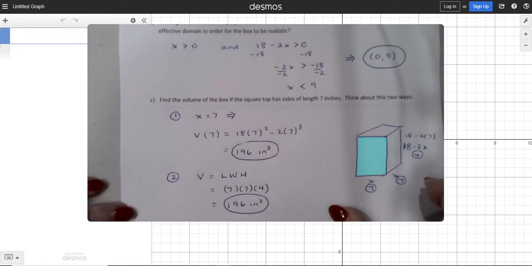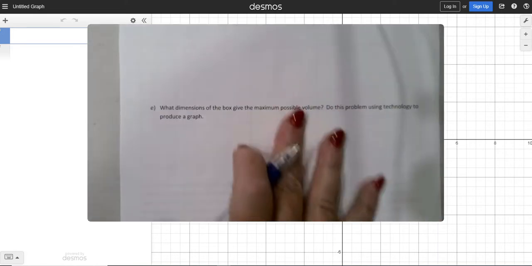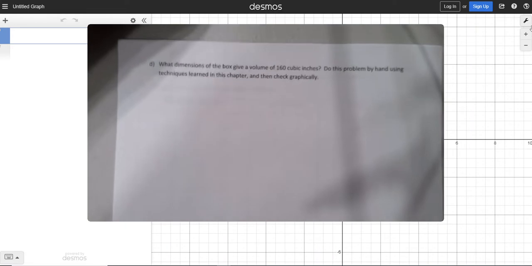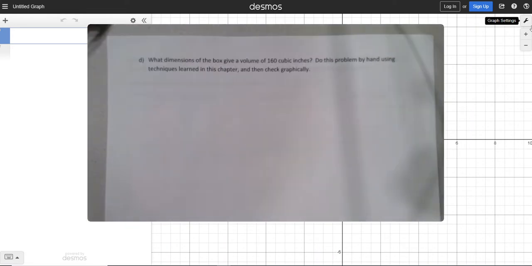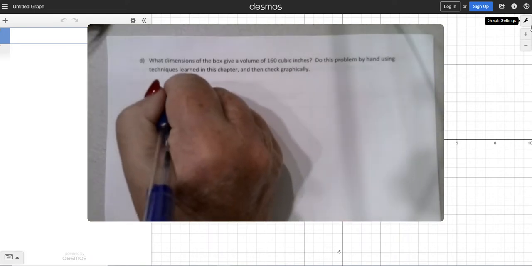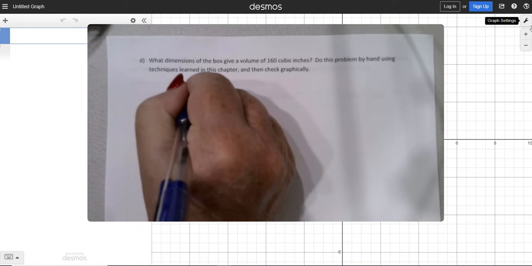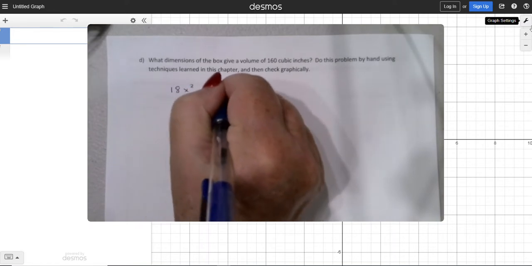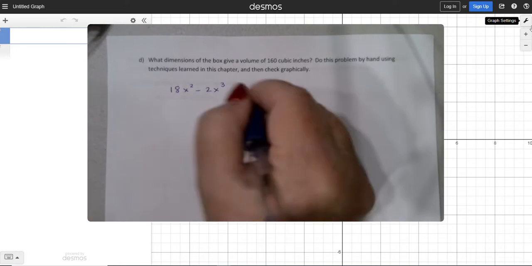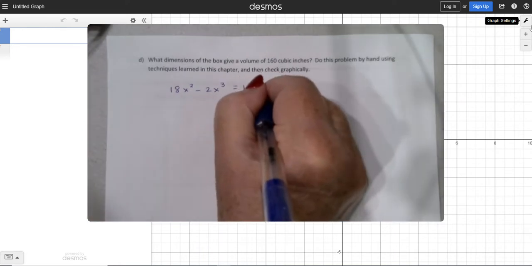All right, continuing with this problem, they ask what dimensions of the box give us a volume of 196. And we're supposed to do this problem twice, once with the techniques from this chapter, by hand, and then also graphically. So if my volume is 196, I'm going to take that volume equation that we already found, and I'll set it equal to 196.